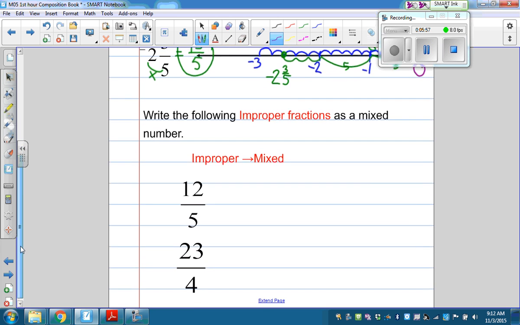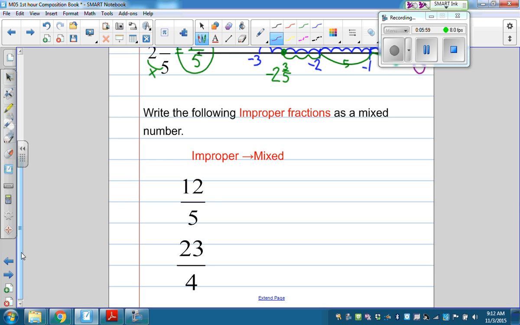Okay, so this we've done a lot of. This is just going backwards, right? So we know 5 goes into 12 twice, right? 5 at the bottom and 2 at the top. And the remainder, when 5 goes into 12, is 2 and 2/5, right? So I think we practiced that one a lot.